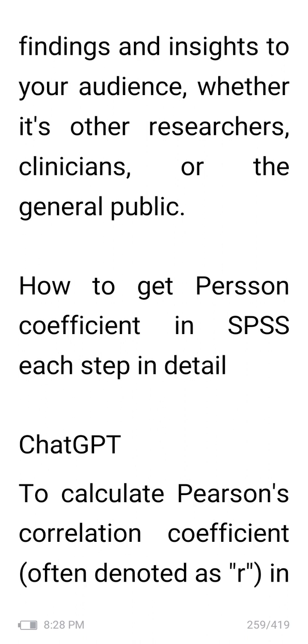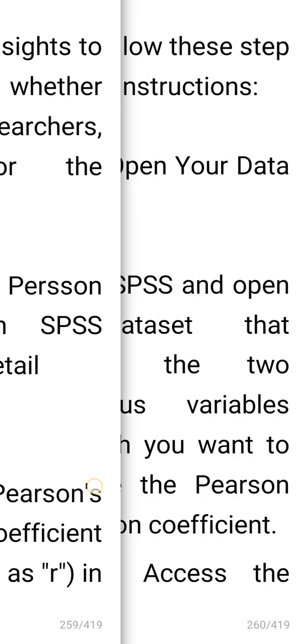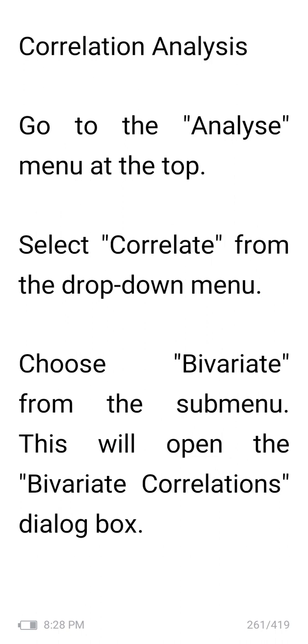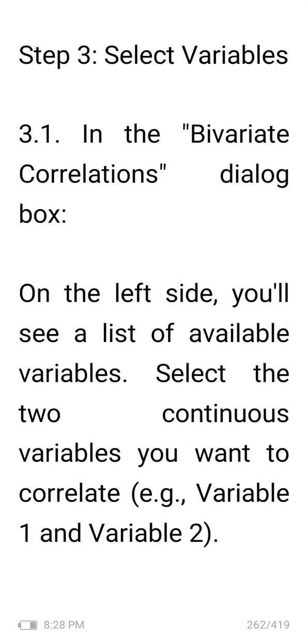To calculate Pearson's correlation coefficient, often denoted as small letter r, in SPSS, follow the steps one by one. So open your data file: launch SPSS and open the data set that contains the two continuous variables for which you want to calculate the Pearson coefficient. Then access the correlation analysis. Go to the Analyze menu at the top. Select Correlate from the drop-down menu, and choose Bivariate from the submenu. This will open the Bivariate Correlations dialog box.